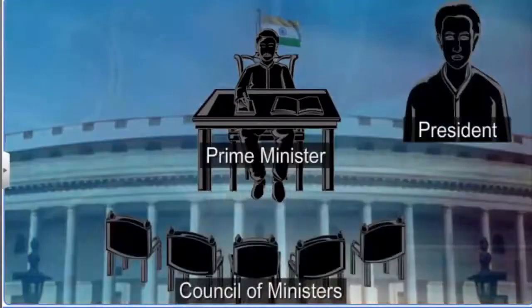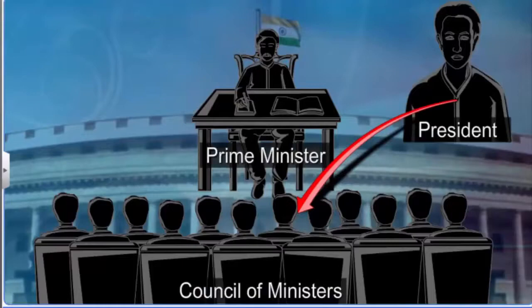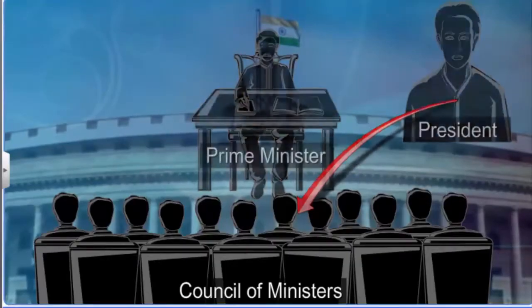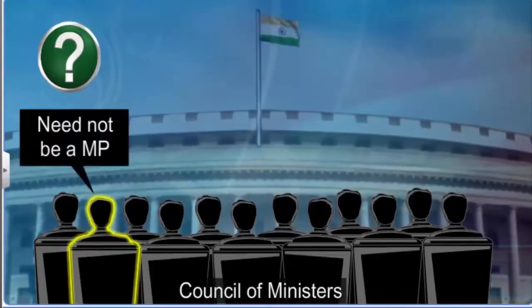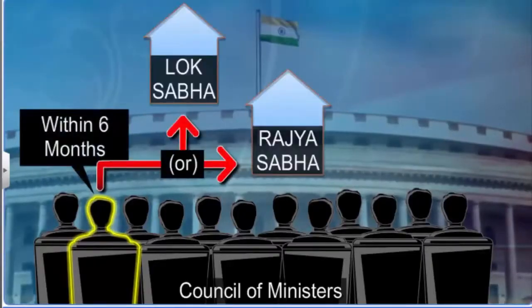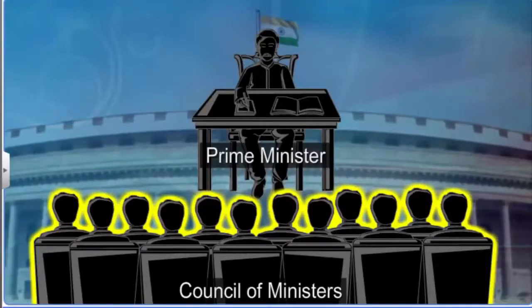The remaining ministers are appointed by the President based on the Prime Minister's advice. These ministers are usually from the party or the coalition that has a majority in the Lok Sabha. Did you know a person who is not a member of Parliament can also become a minister? However, such a member has to get elected to one of the houses of the Parliament within 6 months of appointment. The group of ministers is called the Council of Ministers. It includes about 70 members of different ranks.